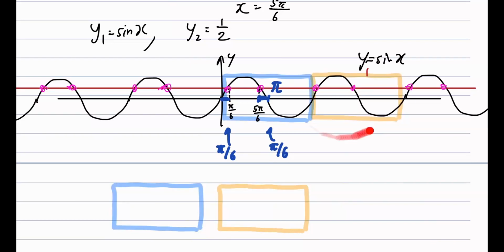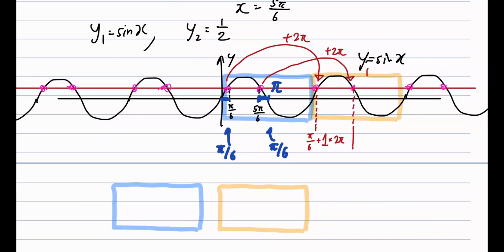This second box also has two solutions, but what's the pattern? From the first solution to the next one, you plus 2 pi. Then the second one to the second one, you also plus 2 pi. Right? So that just means that this guy here is pi over 6 plus 1 times 2 pi. Can you see that it's 2 pi? Because one full cycle is 2 pi, then plus a bit more. Then the other guy will be 5 pi over 6 plus 1 times 2 pi.